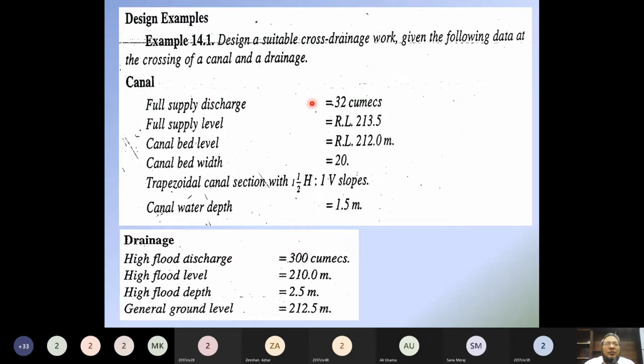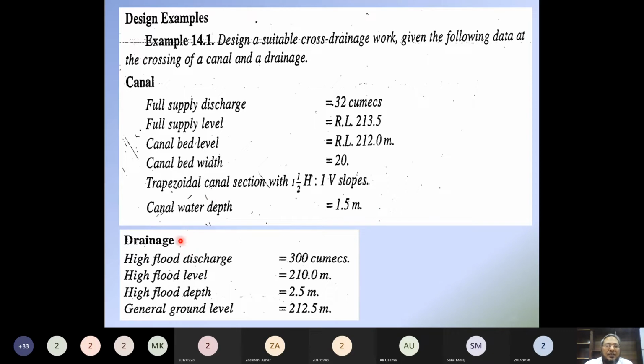For the canal, full supply discharge is 32 cubics. Full supply level is 213.5 meter. Canal bed level is 212 meter. Canal bed width, bottom width, is 20 meter. The side slopes of the canal are 1.5 horizontal to 1 vertical. And canal water depth is 1.5 meter. So this is the data for the canal.